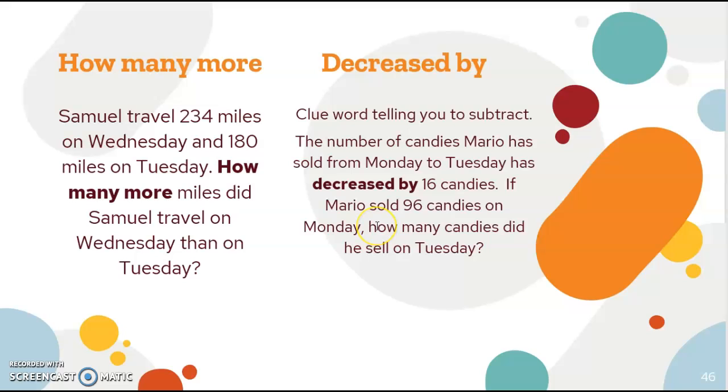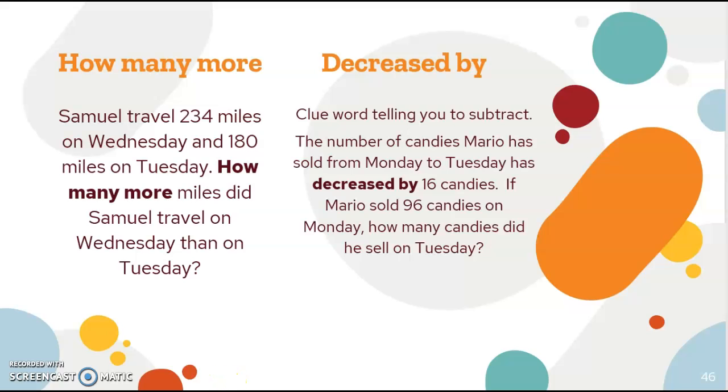And decrease is another subtraction word, and it's nothing more than comparing. The example says the number of candies Mario has sold from Monday to Tuesday has decreased. So you're trying to see how much it has decreased by, and you're comparing what he sold on Monday to what he sold on Tuesday.